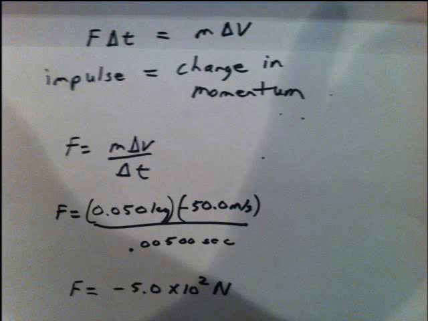But we need to write that with the correct number of significant digits, so negative 5.0 times 10 to the second newtons. And that negative sign tells us that the force is acting in the opposite direction of the original motion. Again, this is an impulse equals change in momentum problem.